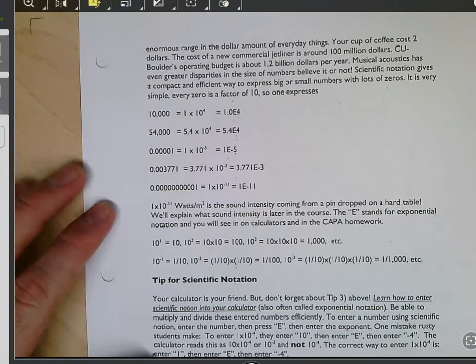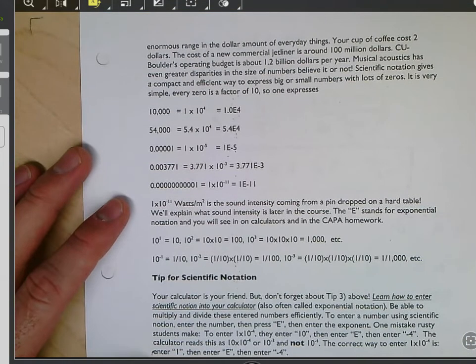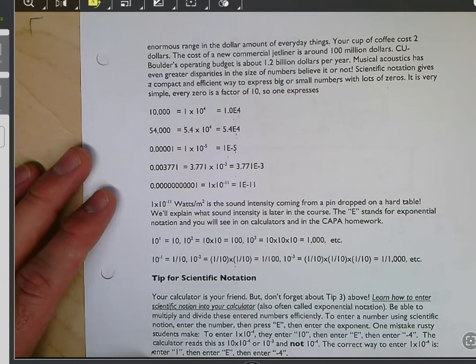Okay, so that's the catch in this class, is that you don't learn just by simply reading passively, but you've got to try it out.